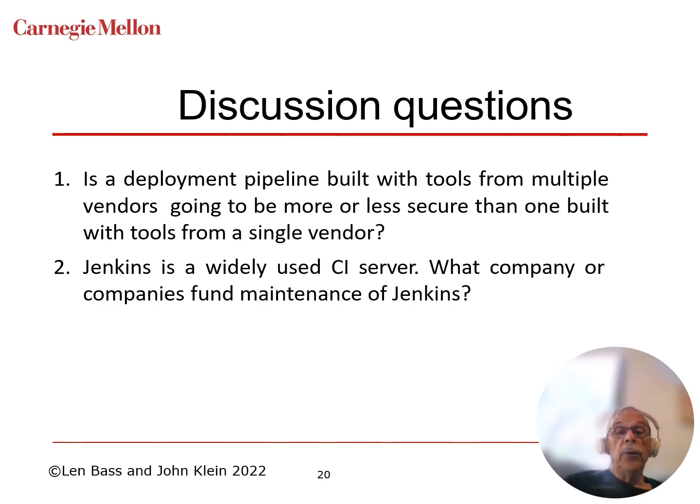So discussion questions, again, offline. If you have a deployment pipeline and it's built with tools from multiple vendors, is that going to be more or less secure than if it's built with tools from a single vendor? What are the pluses and minuses of multiple vendors versus single vendors? Jenkins is a widely used CI server. Who supports it? Who funds the maintenance of Jenkins? You can find this in the Jenkins metadata page.